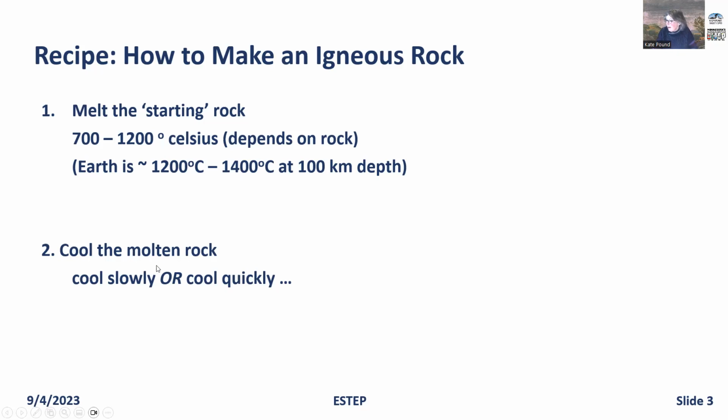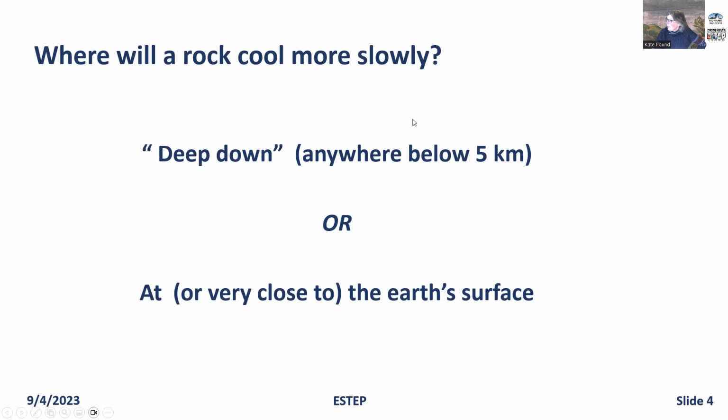Now, this is where it gets really exciting, because that molten material either ends up cooling slowly or cooling quickly. So just do a little thought experiment now. Where will the rock cool more slowly? Either deep down, so here I mean anywhere below 5 kilometers below the surface, or at or very close to the Earth's surface. What are you thinking? Where will it cool more slowly? And maybe why?